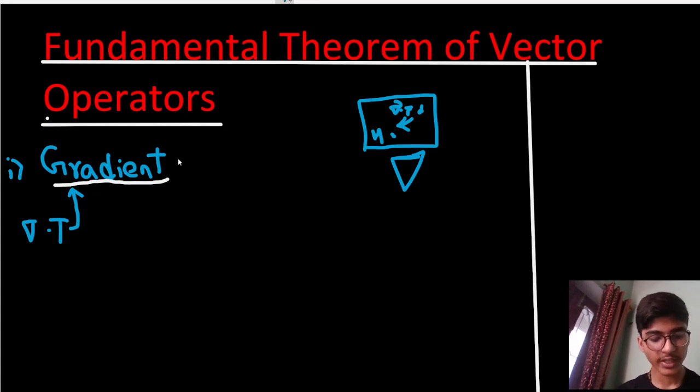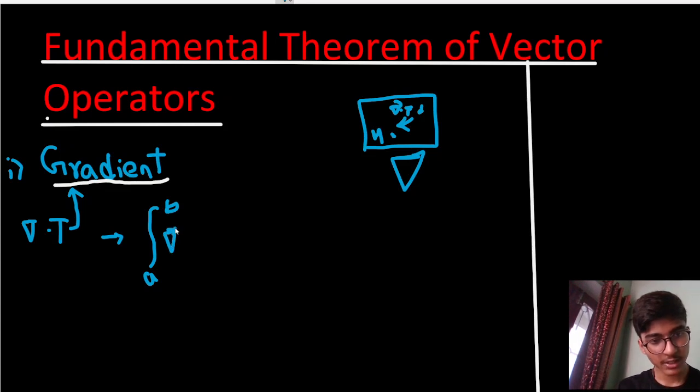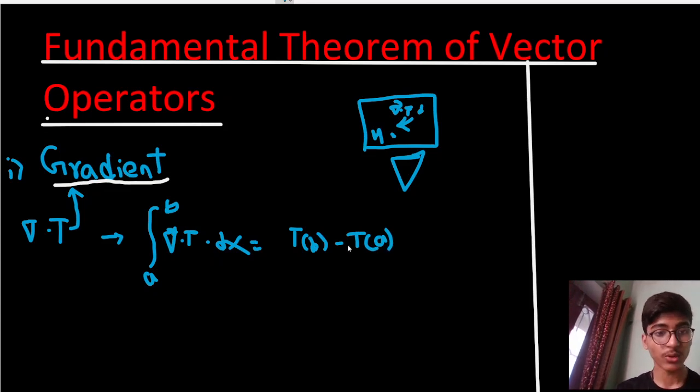The fundamental theorem of the gradient states that when you take the line integral from, let's say, point A to point B of the gradient of T that we obtained, dx, it is equal to T of B minus T of A. So this is the fundamental theorem for the gradient. What is this exactly telling?